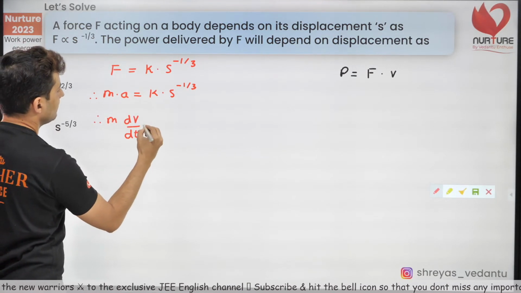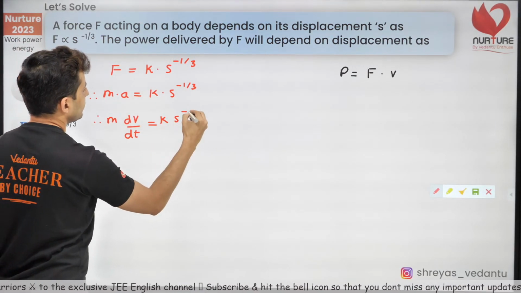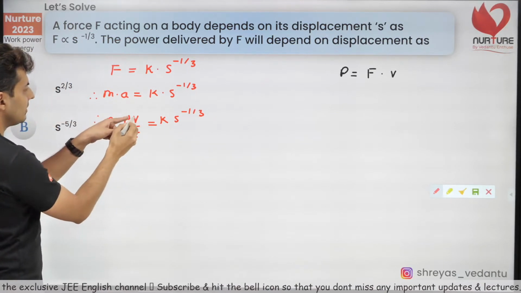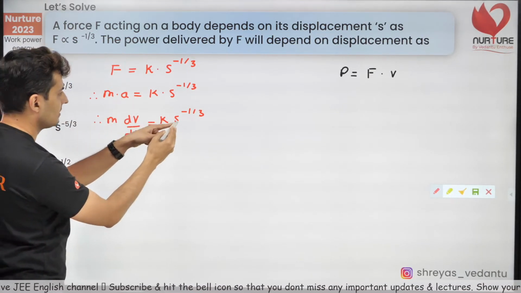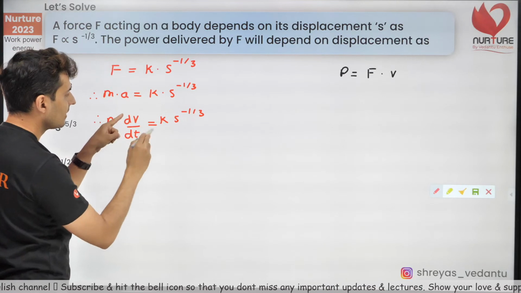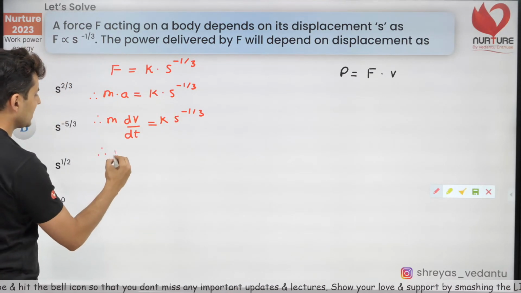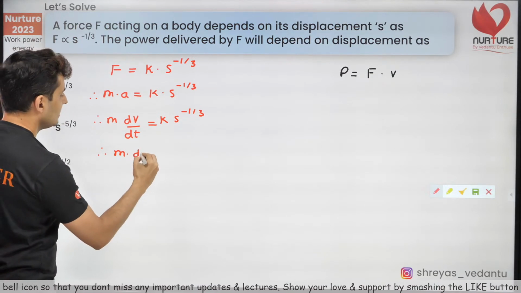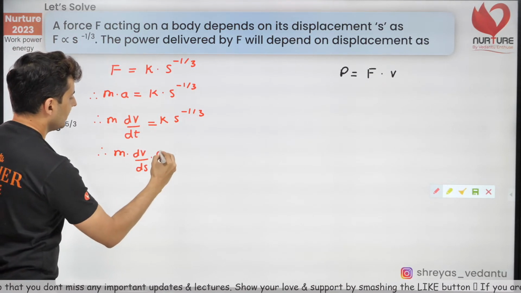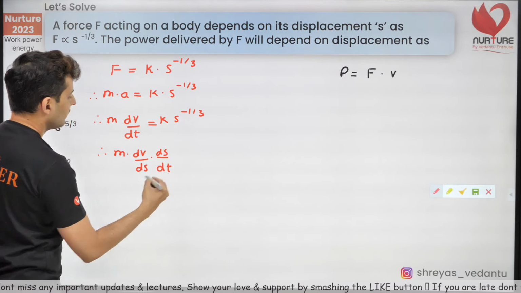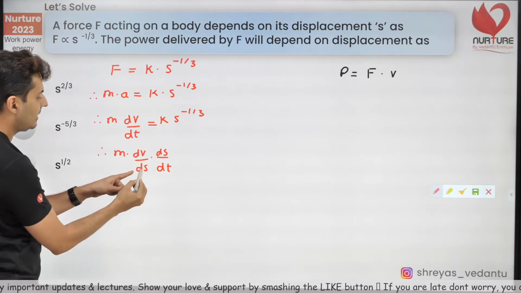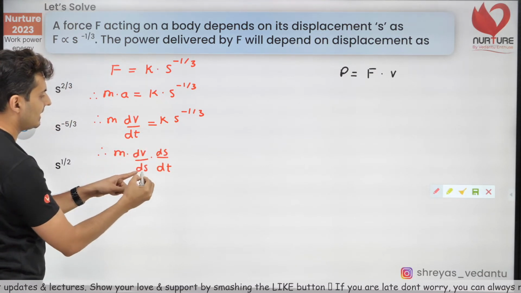So m dv by dt is equal to k s raised to minus 1 by 3. There is velocity, there is time, there is displacement. Three things. I should never have three variables; I should have only two of them. Use the chain rule. Everybody knows this: dv by ds and ds by dt. If you notice, I have multiplied and divided by ds, so anyway, they get cancelled.